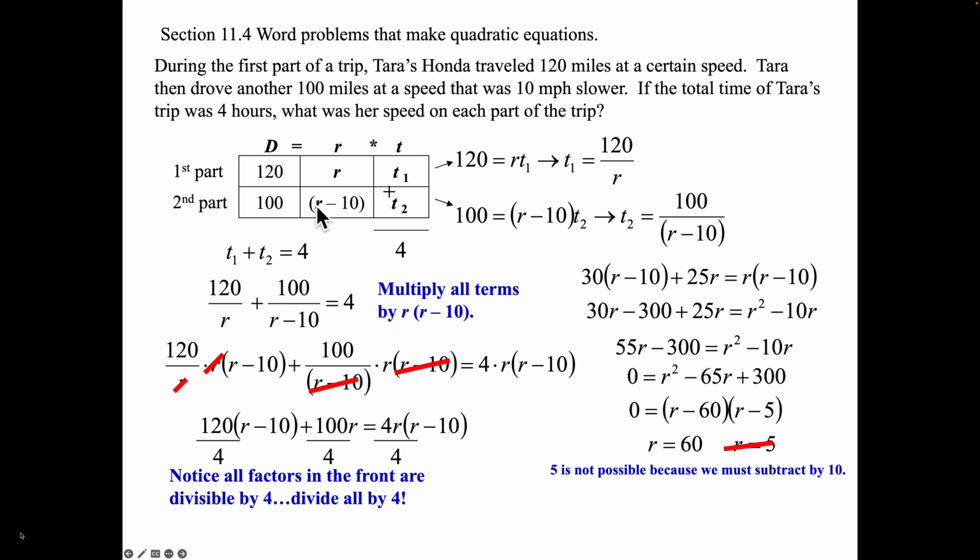And then the second part of the trip, she went 60 minus 10, 50 miles per hour. And there's my two answers.